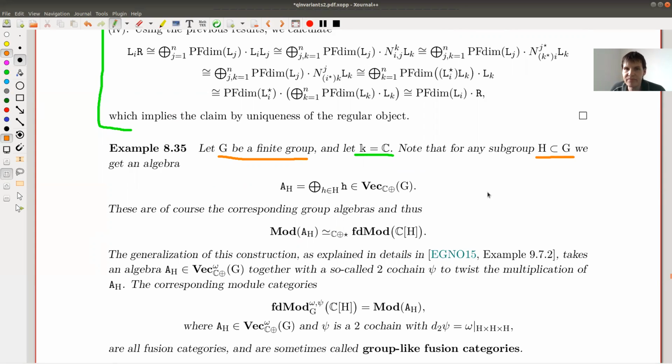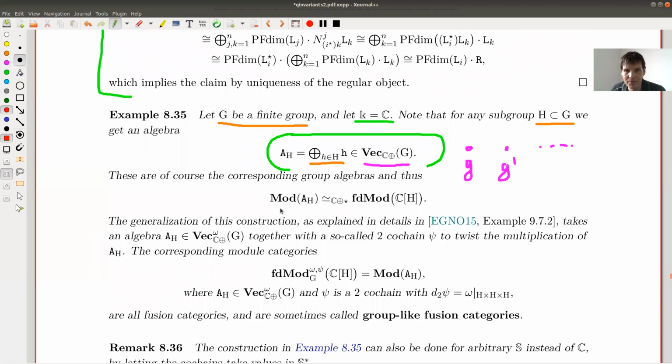For any subgroup H, you can take the direct sum over the objects in the corresponding graded category. Remember, in the graded categories the objects are just the group elements. So you can take all the H's in your subgroup, and you get an algebra object in Vect. It turns out that the modules over this algebra object are exactly isomorphic to the corresponding finite dimensional modules over your subgroup.